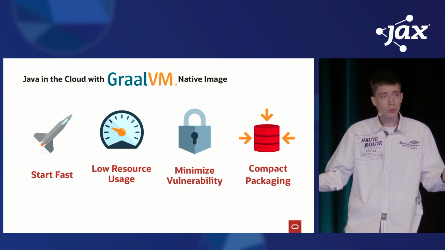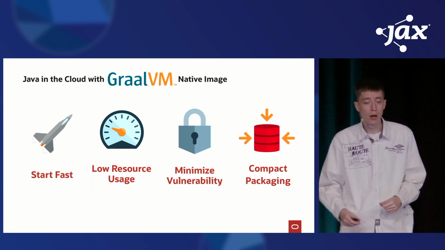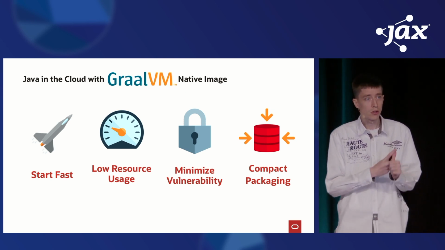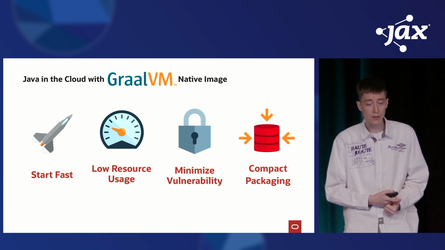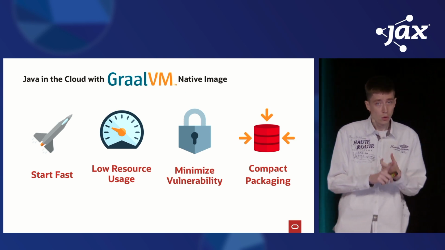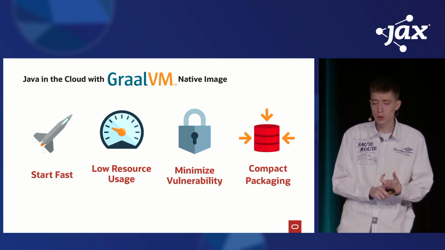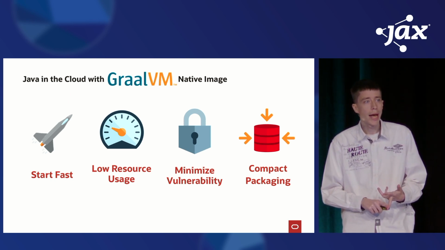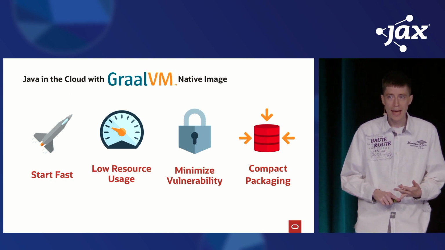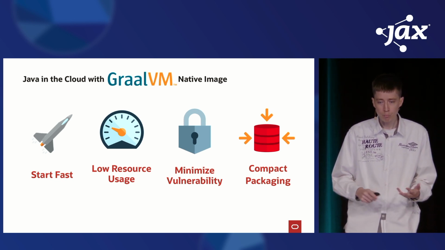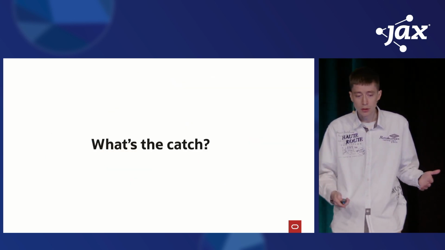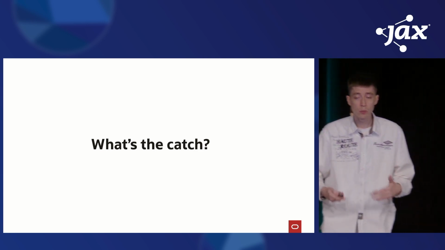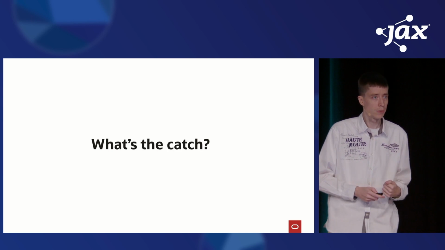So these are the 4 advantages when you run a Java application with GraalVM native image. It starts 1 or 2 orders of magnitude faster. It has lower resource consumption, lower memory consumption. You minimize vulnerabilities of your application, and you have a more compact packaging possibility. Now, this sounds all great, so what's the catch? What are the downsides or disadvantages of this?